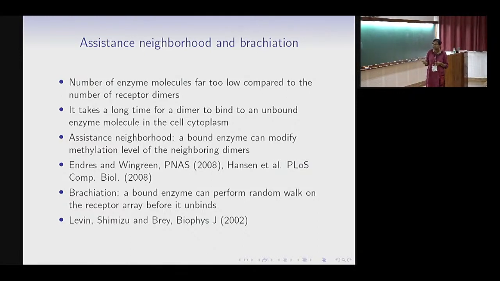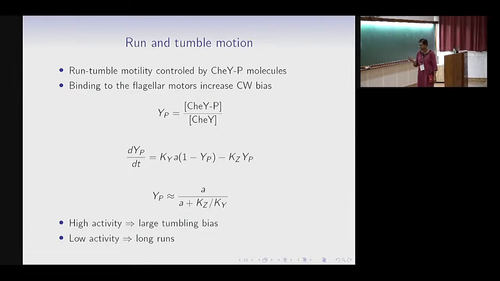So assistance neighborhood suggests that whenever an enzyme is bound to a receptor dimer, it can also modify the methylation level of all the dimers present in its neighborhood. And brachiation suggests that a bound enzyme can perform some kind of random walk on the receptor array. Along its trajectory, whenever it lands on one receptor, it modifies its methylation level. It does that for a while before unbinding and coming back to the cell cytoplasm. So these two mechanisms explain why the E. coli cell manages to maintain such robust adaptation.